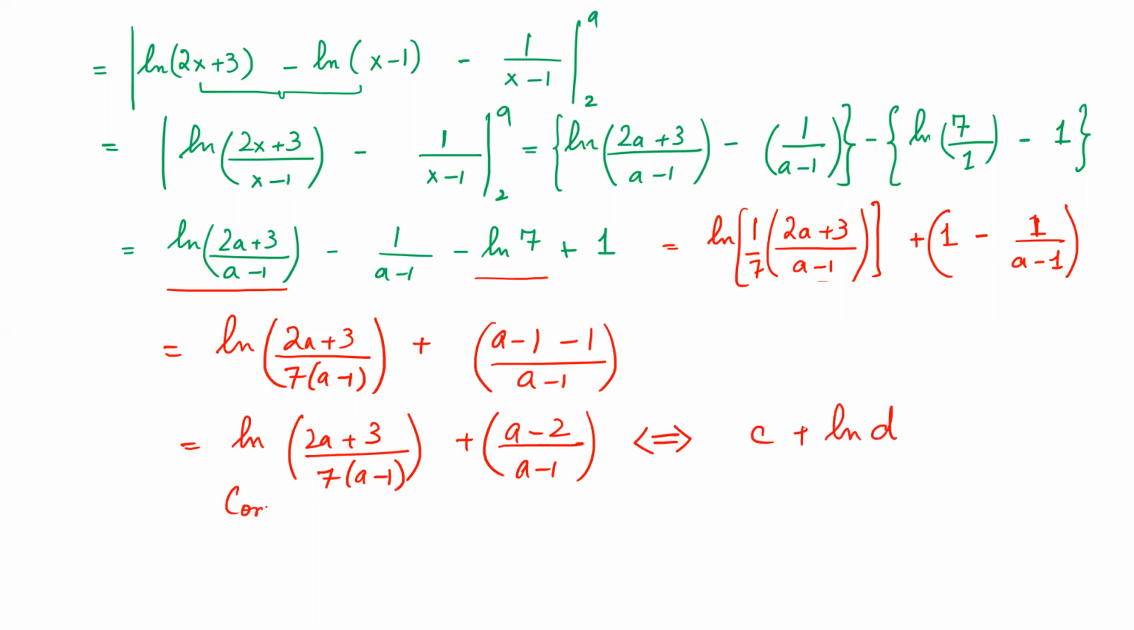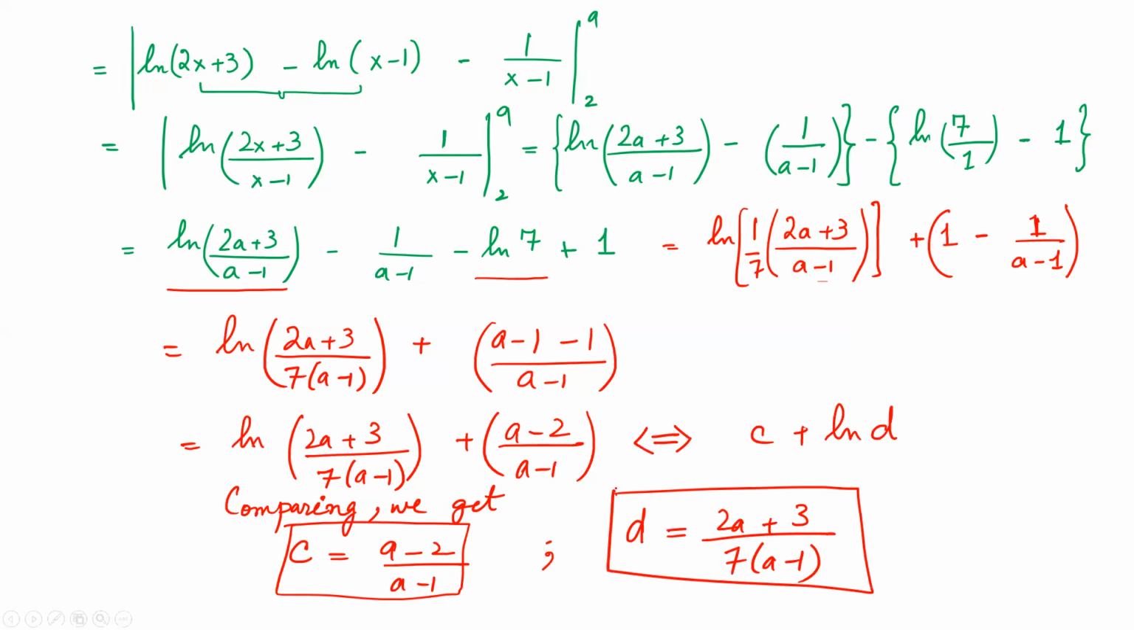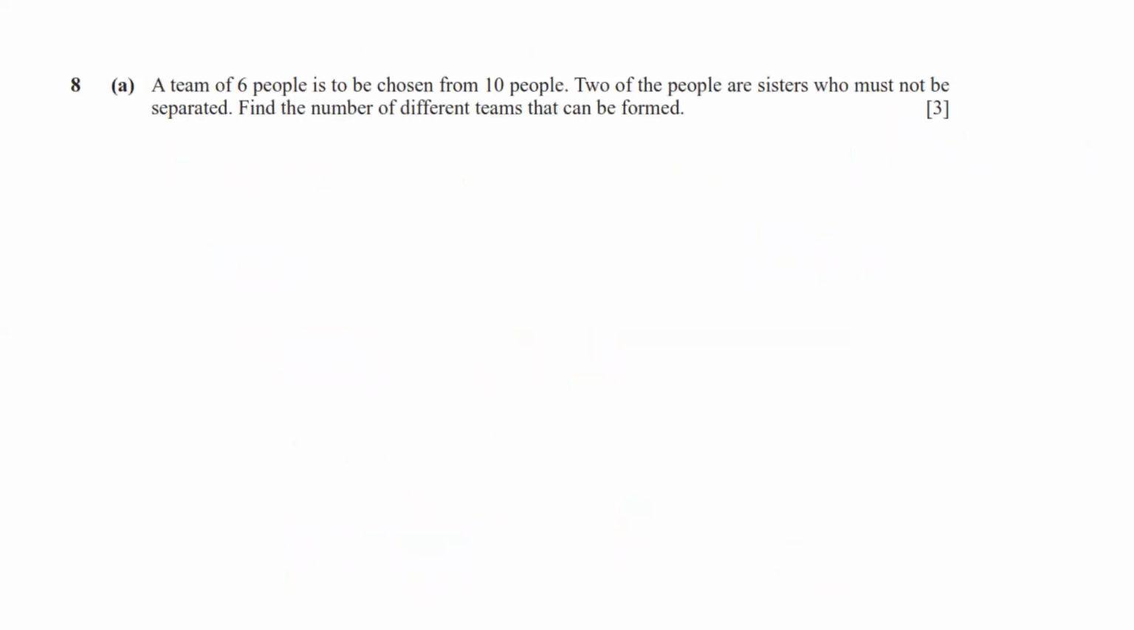So compare again. Comparing, we get the value of c. c is (a − 2) over (a − 1). So this is my value of c, and the value of t is (2a + 3) over 7(a − 1). Okay, so this is how you end up solving this question, and this is how my answer will look. So moving ahead, question number 8.